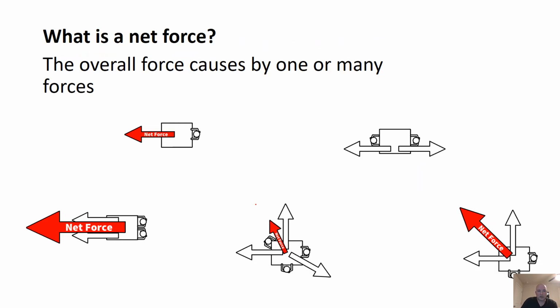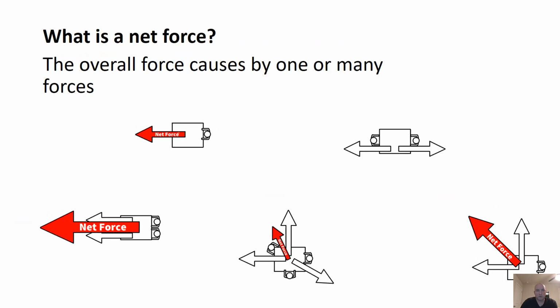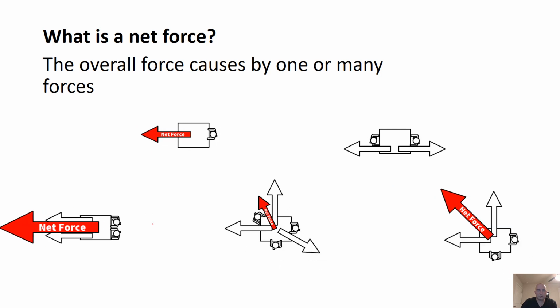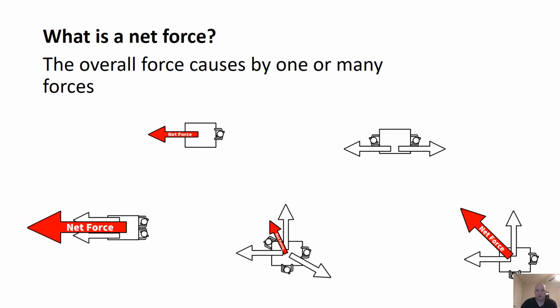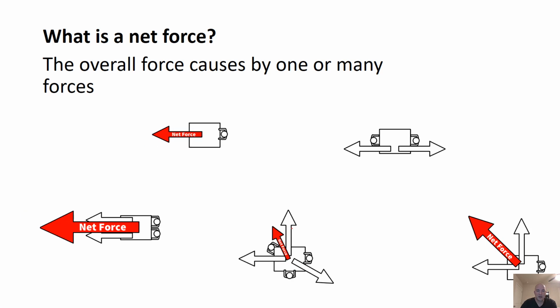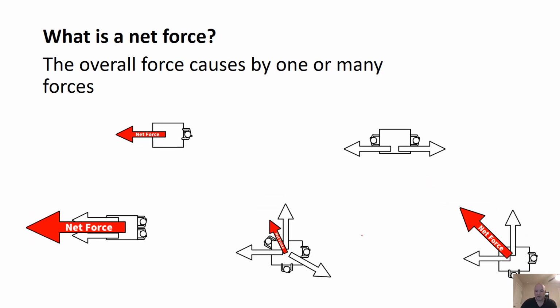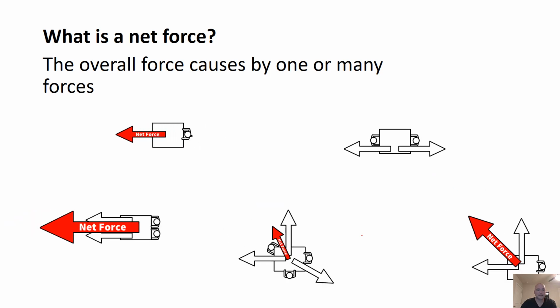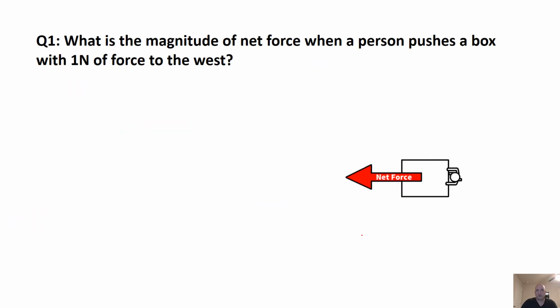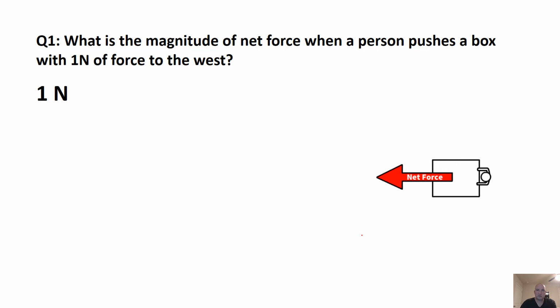Okay, so let's look at net force a little bit more. When you have one force, then that is your net force. But when you have more than one force, you're going to have an overall force. And you can see I kind of drew the vector arrows to represent how much force would actually come from these. And we're going to look at each of these scenarios and solve through a couple problems. So what's the magnitude of net force when a person pushes a box with 1 Newton of force to the west? Well, it's going to be exactly that. It would be 1 Newton. And since I said magnitude, I didn't want west. But if I didn't say magnitude, I would have wanted 1 Newton west as the net force.